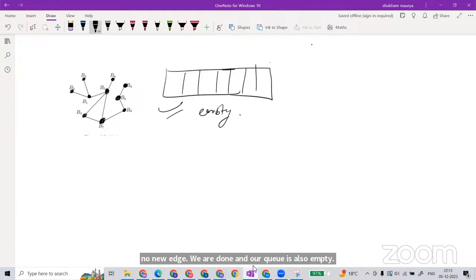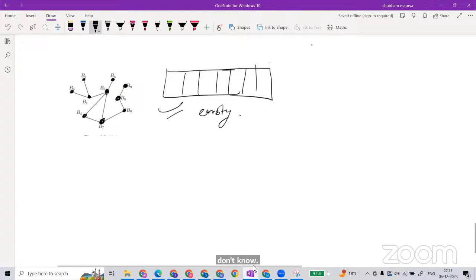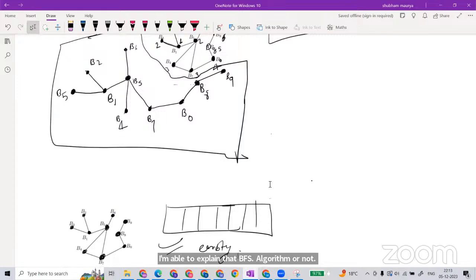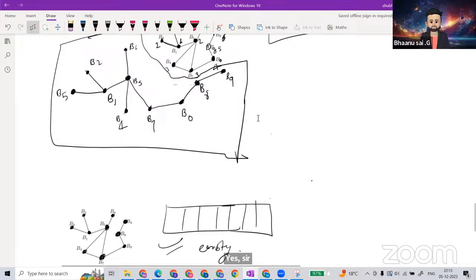Is this clear? A bit clear or something? I don't know if I am able to explain that BFS algorithm or not. Yes, sir, it's clear. It's clear, sir.